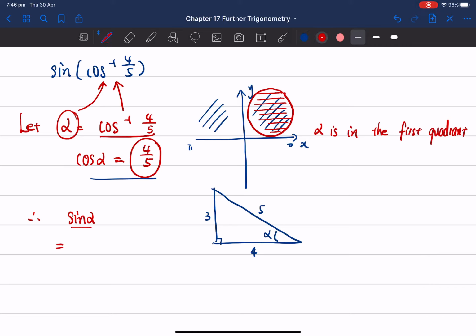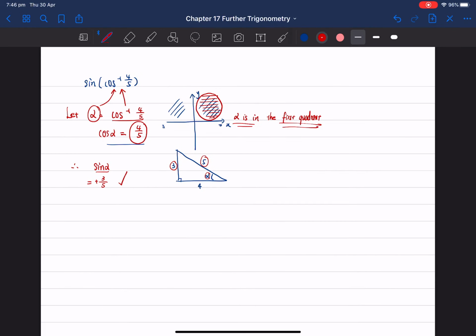Now, to solve sine alpha, here is alpha. SOHCAHTOA, sine is opposite over hypotenuse. So the answer is 3 over 5. And then alpha is in the first quadrant, so it is positive. Great. That's how we do it. Yes, it takes a long time. It takes a huge amount of time just to solve a question, but you will get better. The more questions you do, the better you will get.